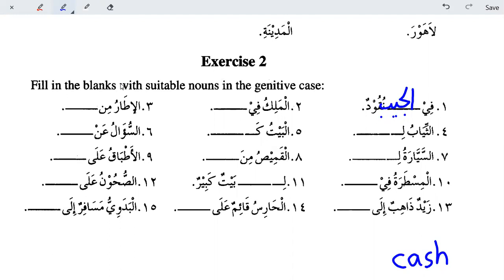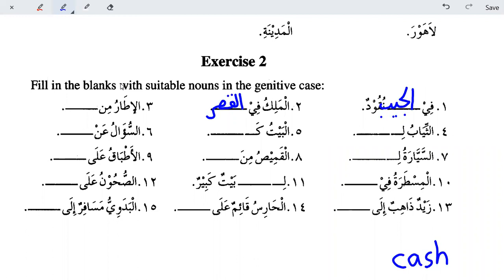Al-malik fil qasr. The king is in the palace. Al-itar min al-khashab.